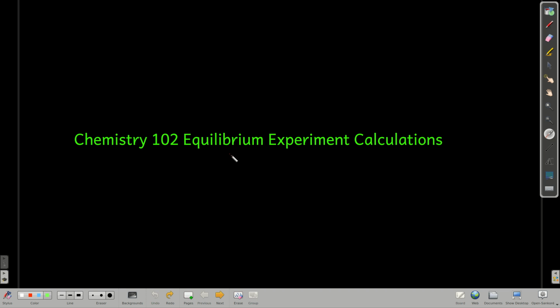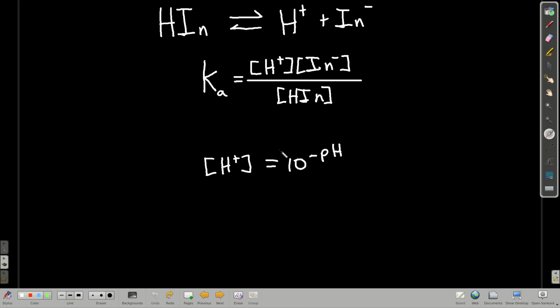So in this video, I'm going to explain the calculations for the equilibrium experiment that we did in Chem 102. The idea is that phenolphthalein, which is an indicator which we use for this experiment, is a weak acid in aqueous solutions. And if In represents just an indicator, then the regular equilibrium expression looks like this. It dissociates into a proton and its conjugate base. And the Ka for phenolphthalein will look like this. And that's our goal for this experiment, to find the equilibrium constant for phenolphthalein.